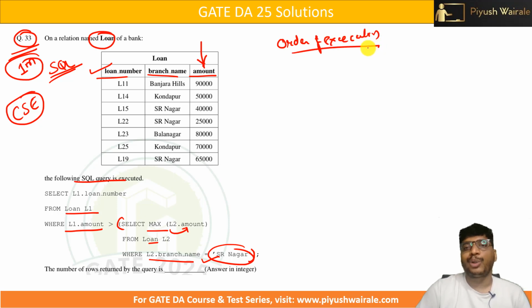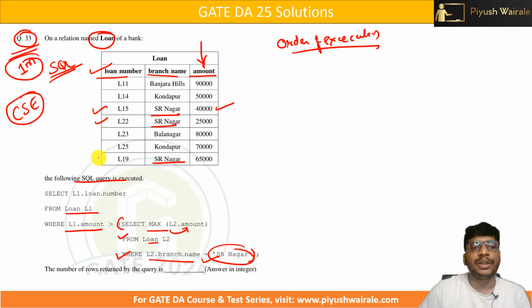If you want to understand how this entire SQL query works, how a subquery works, you should know the order of execution of SQL clauses. Here you can see first the FROM clause will execute, then the WHERE clause will execute. So first we need to filter the table based on the branch name SR Nagar. If I apply the condition here, you can see this row, SR Nagar, SR Nagar and SR Nagar. So we are going to get these three rows in the output after applying the filter.